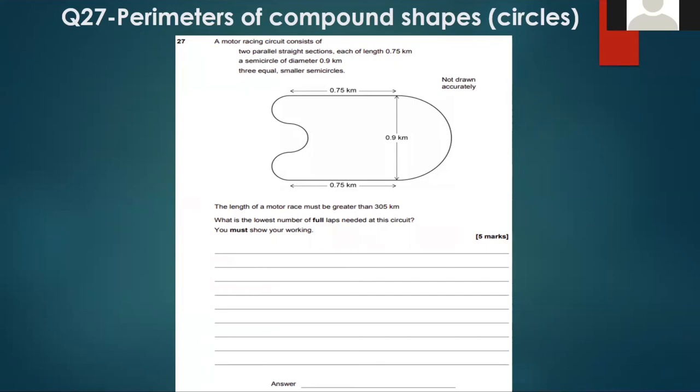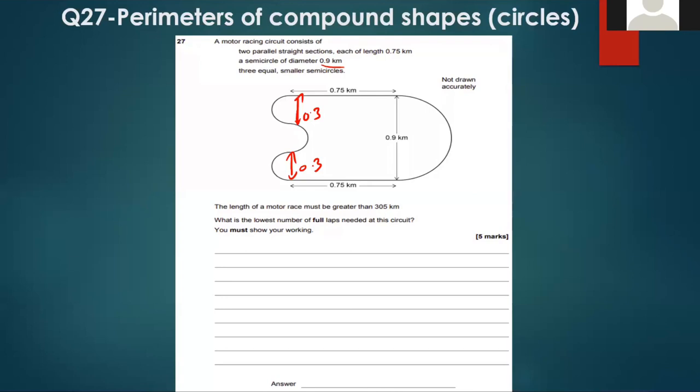Okay, so what we're going to work out is our semicircles first of all. Here, this whole section is 0.9, so this bit here has got to be 0.9. But actually, we've got it into two smaller semicircles. We've got a semicircle of diameter 0.9, but this is going to be a third of it, so that's actually going to be 0.3. And that's also going to be 0.3 as well.